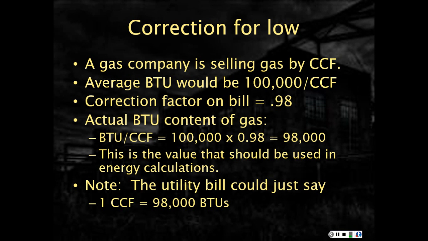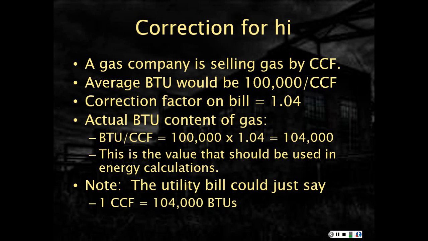So the actual BTU content of the natural gas that they're selling would be 100,000, but only 0.98 of that. So the BTU content is only 98,000 BTUs. That's the value that needs to be used in energy calculations. Note, the utility bill could just say 1 CCF equals 98,000 BTUs. So different utility companies spell out the correction factor in different ways.